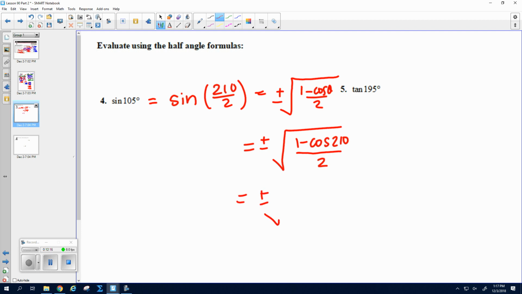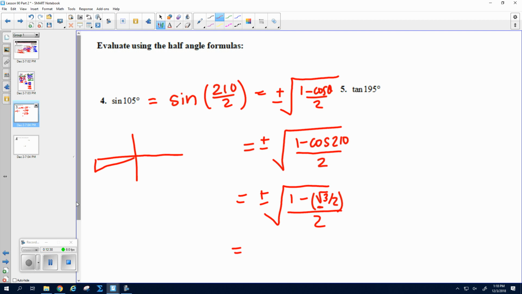So I have plus or minus the square root of, so the cosine of 210 you can do off to the side. 210 is right here. So what's the cosine? Yep, negative root 3 over 2. Whoops, I gotta have a double negative there. All over 2. So I have minus from the formula plus the negative inside.